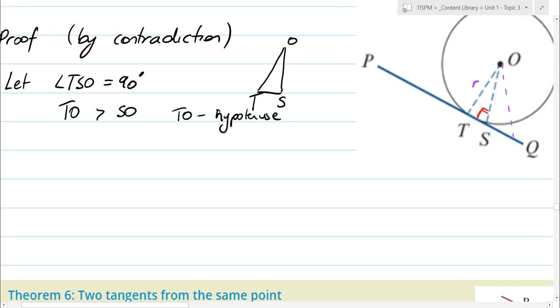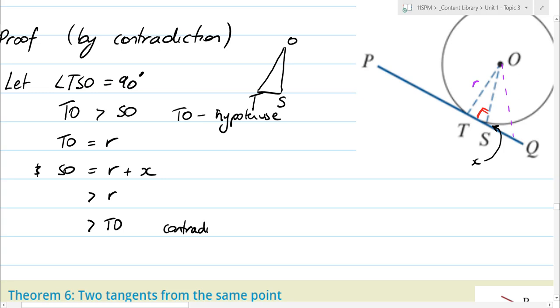But we also know that TO is equal to the radius and SO is equal to the radius plus some extra little tiny bit, where X is this little tiny bit in here. And so SO must be greater than the radius. We can see that in our diagram. SO must be greater than TO, which is a contradiction. We made the statement clearly earlier that TO must be greater than SO if TO is not at right angles.